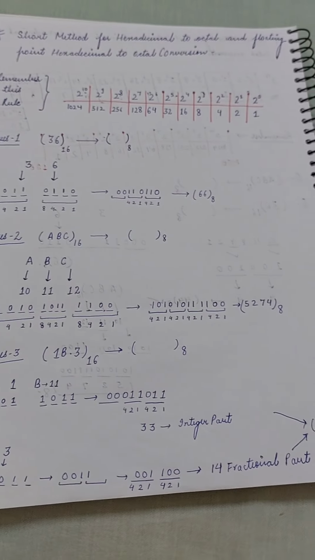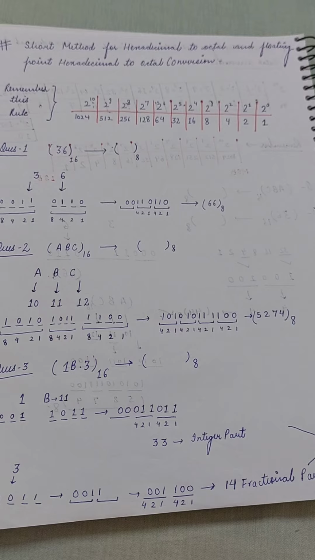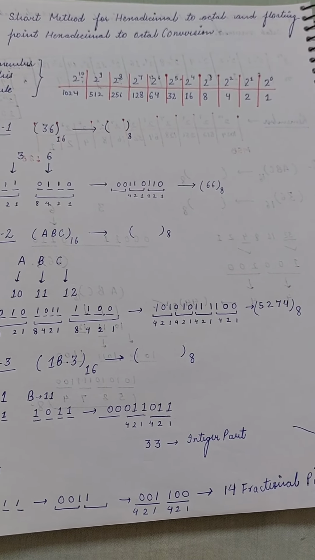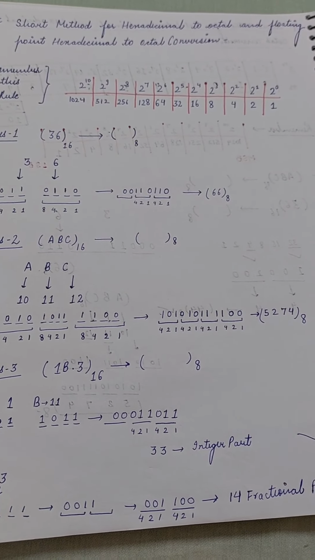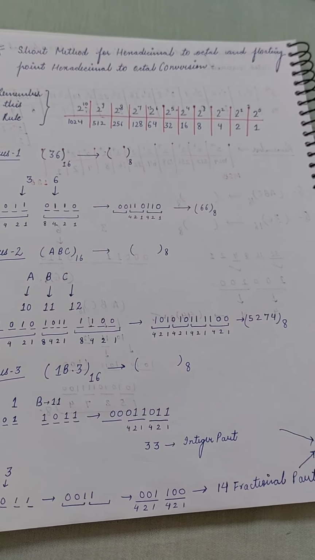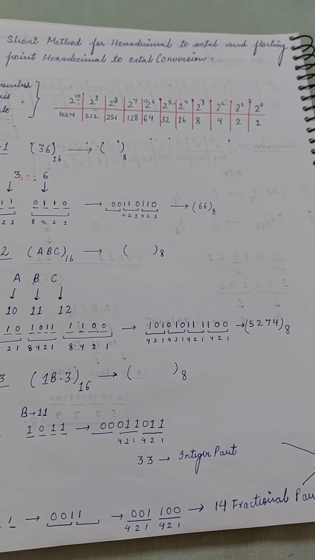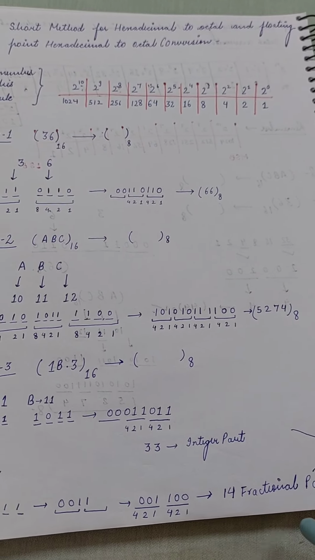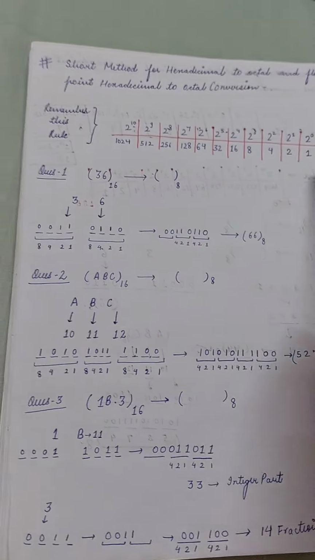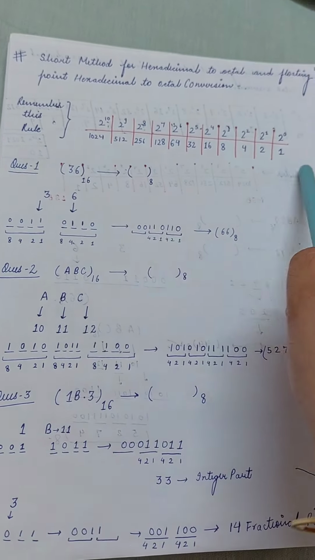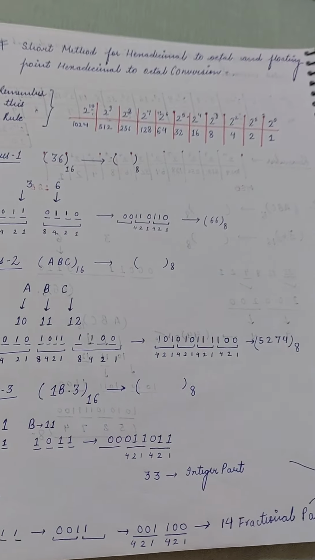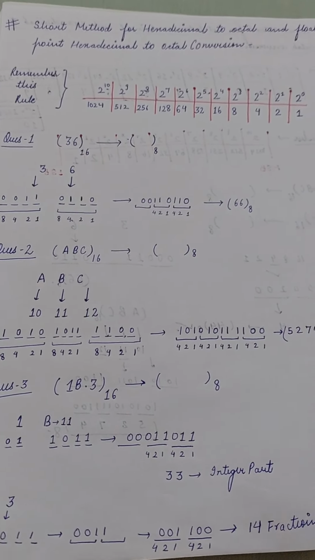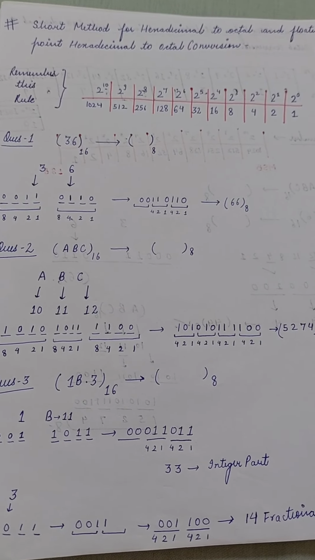So this was all for today. In today's class we studied two very important things, that is the conversion of hexadecimal to octal number and the conversion of floating point hexadecimal to octal, and that too in a very short and easy method. We have studied the tabular method earlier, but here we have studied it using this rule, also known as the 1248 or 8421 rule. But the main thing is that you should know what the method is and how it actually works. So this was all for today.